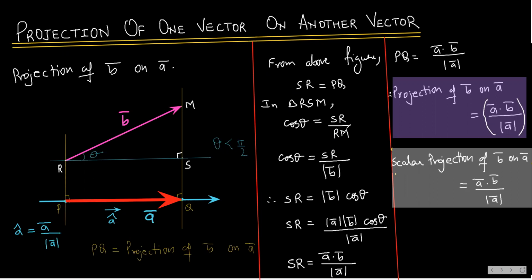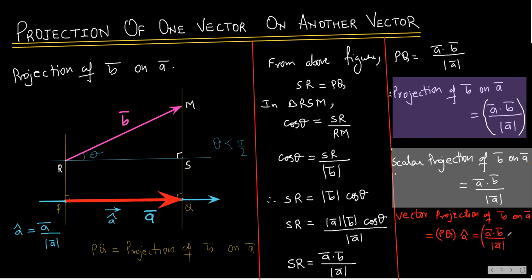So the next step I write: vector projection of B bar on A bar equals PQ times A cap. PQ is already known to us. What is it? Sorry, A bar dot B bar upon mod A bar. So here I have PQ as A bar dot B bar upon mod A bar.